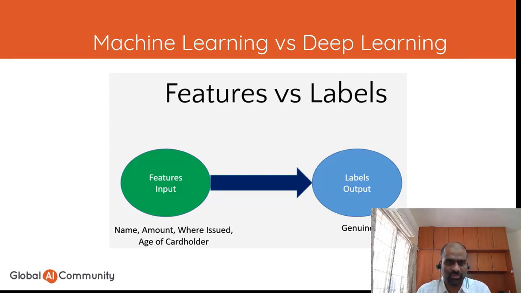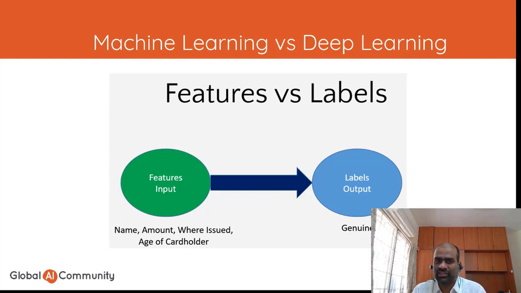Okay, a feature is the actual input. So name, amount, where issued, age of cardholder, whatever it is. And the label is the output, whether it's a genuine or fraud transaction. So that is the input and output, and you have to know these features and labels. It's very important that you make sure you understand features and labels. Features are just the input, labels are the output, what we expect out of the data.